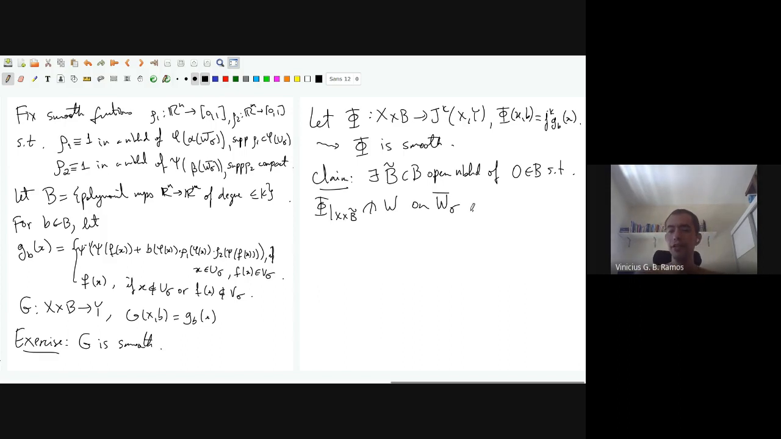And in fact, as I told you, we're going to show something much bigger. We're going to show that this phi in this open neighborhood is actually a local diffeomorphism. So, in particular, the derivative is surjective, and so it's transverse to anything. Okay, so assuming the claim, now we can prove the result.